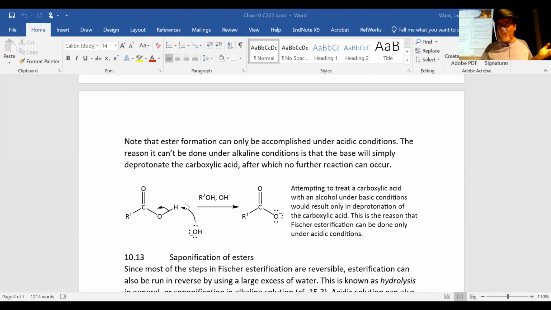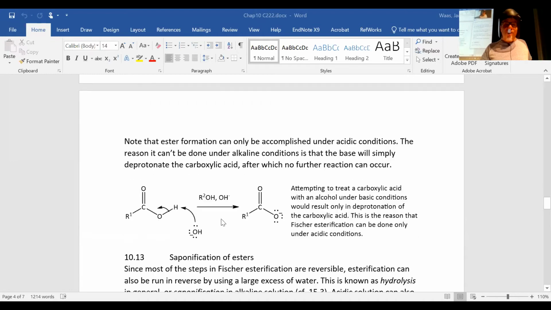Now, that's not the only way of making esters, that's true. But certainly this manner of using an alcohol and a carboxylic acid must be done in an acidic medium, and this is the reason why. If the medium were basic, all that would happen would be the base would deprotonate the carboxylic acid and we'd be done. Nothing further would happen.